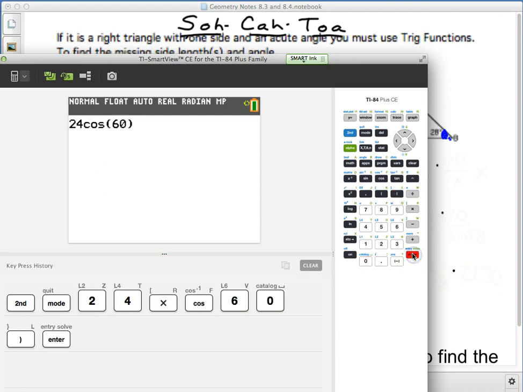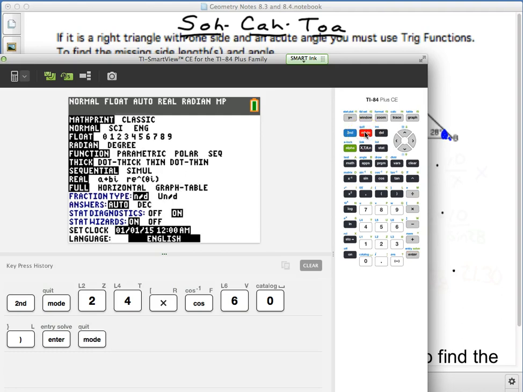Now, if it's in the wrong mode, it'll give me the wrong answer. It's in the wrong mode. I know that because I know the answer. Remember, it's a 30, 60, 90 triangle. So I've got to change my mode. I pop in there, arrow down, go over to the right and hit degree.